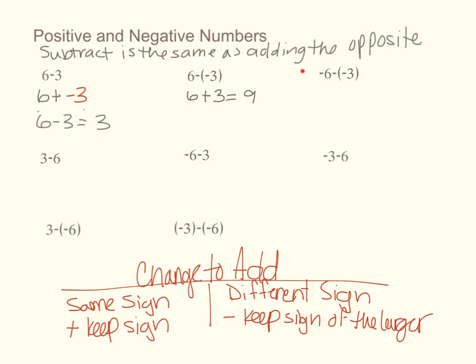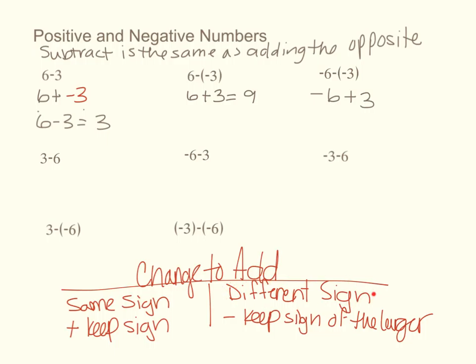This one here. All right, remember, subtraction is the same as adding the opposite. I will pound that into your head. Subtraction is the same as adding the opposite. So let's change it to an add problem. So, negative 6 plus negative 3. Opposite of negative 3 is a positive 3.